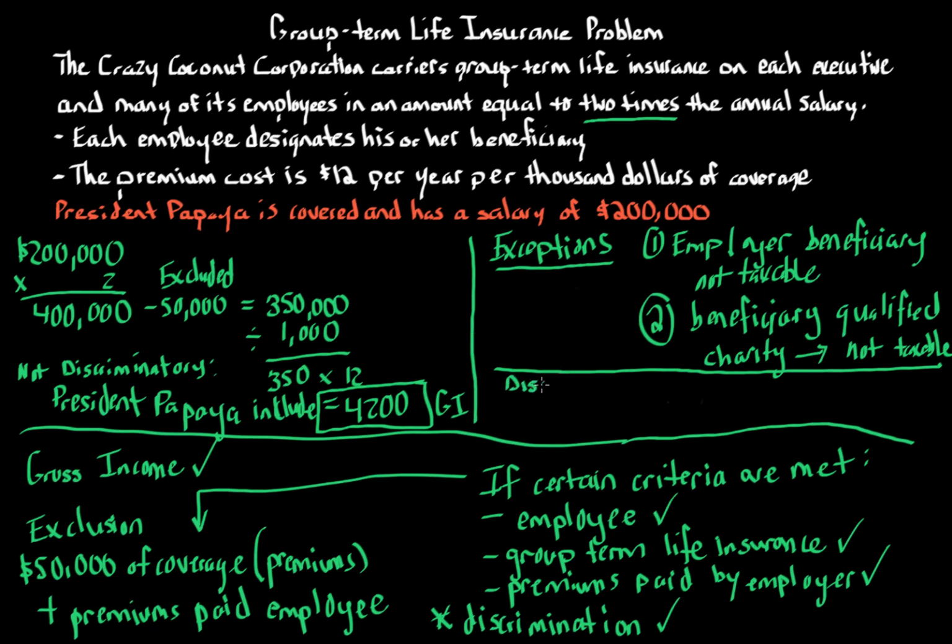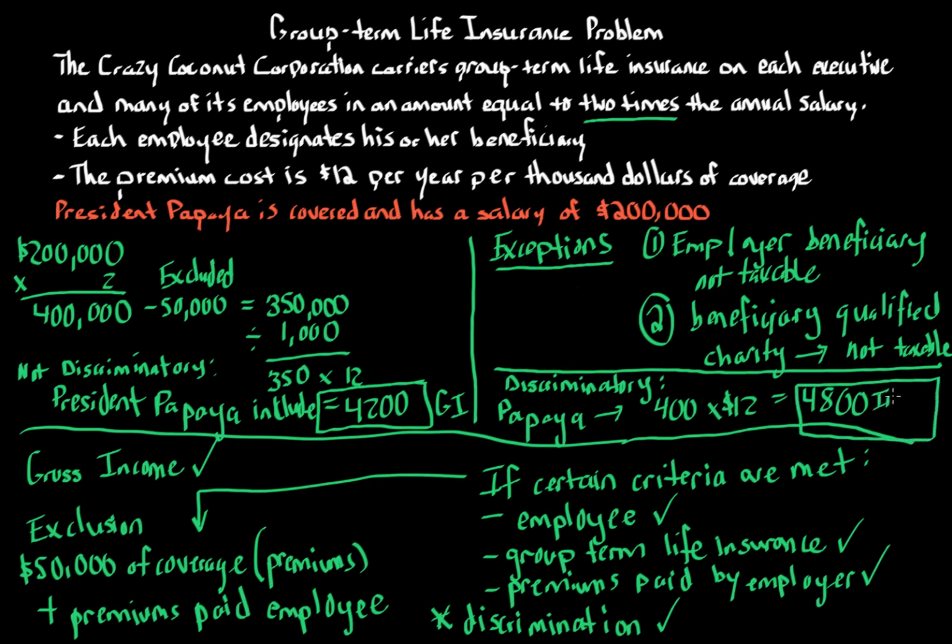If it's discriminatory, then there is no $50,000 of exclusion that's allowed. And President Papaya has to include the coverage on the full $400,000. So we take $400,000 and we divide that by 1,000, and that gives us 400. We multiply that by 12 because it's $12 per year for coverage, and that gives us $4,800. So $4,800 would have to be included in gross income, and that's if this special $50,000 provision did not apply. So you see, it's really a $600 difference, which is really the $50,000.